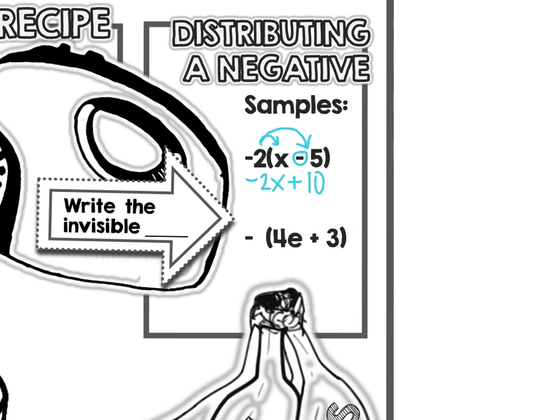Because we're multiplying by a negative, this sign is going to change. For this next example, we're going to write the invisible 1 in front right here. So really we're multiplying by -1. So this becomes -1 times 4e. So 4e is now going to become negative. And then -1 times 3 is going to be -3. We're going to subtract 3. So again, this sign is going to change, and really 1 times 3 is 3.